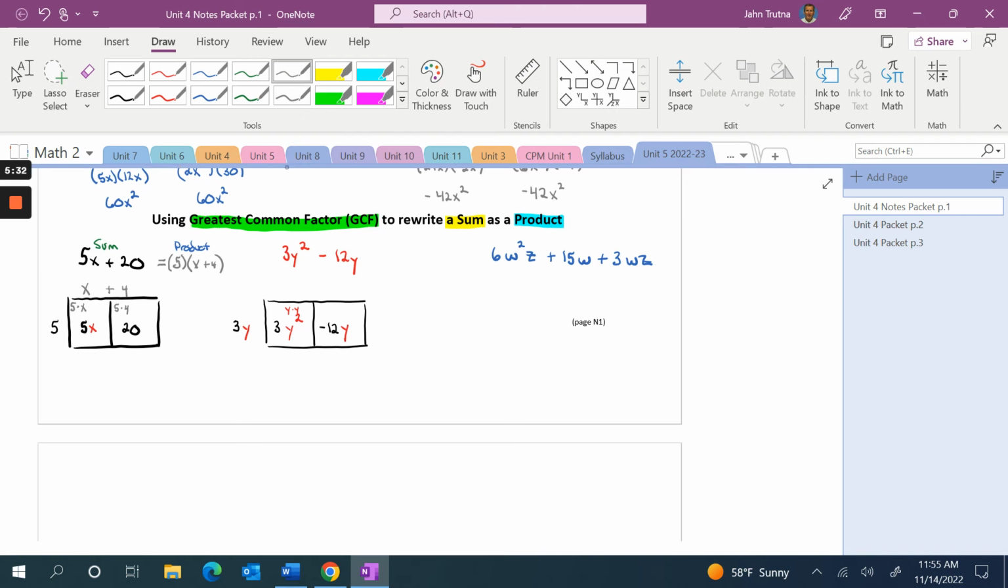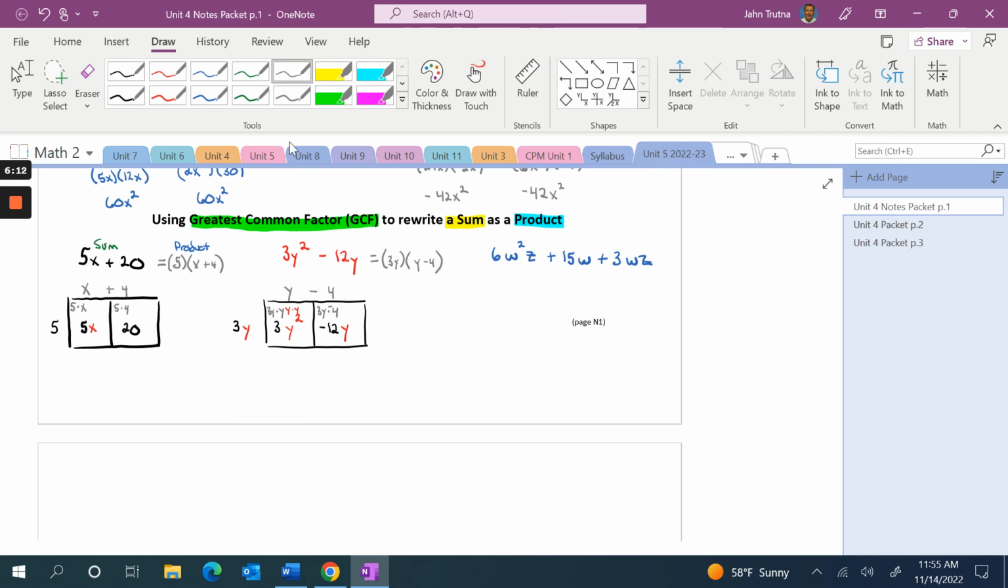Now I fill along the top. Okay, so 3y multiplied with y would give me 3y squared, so I put a y outside. Okay, now I follow the 3y over here. What would I multiply the 3y with to make it negative 12y? That would be negative 4. So I have a y and a negative 4 outside. So that means when I'm rewriting 3y squared minus 12y, it's going to be, as a product, 3y multiplied with y minus 4. Okay, that was the second one.